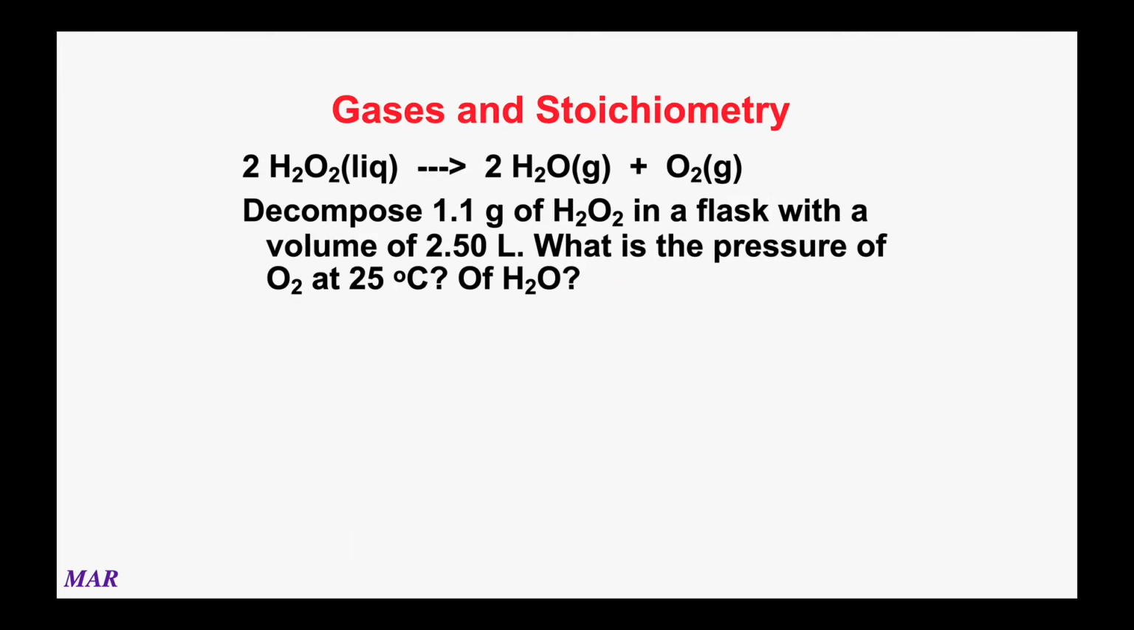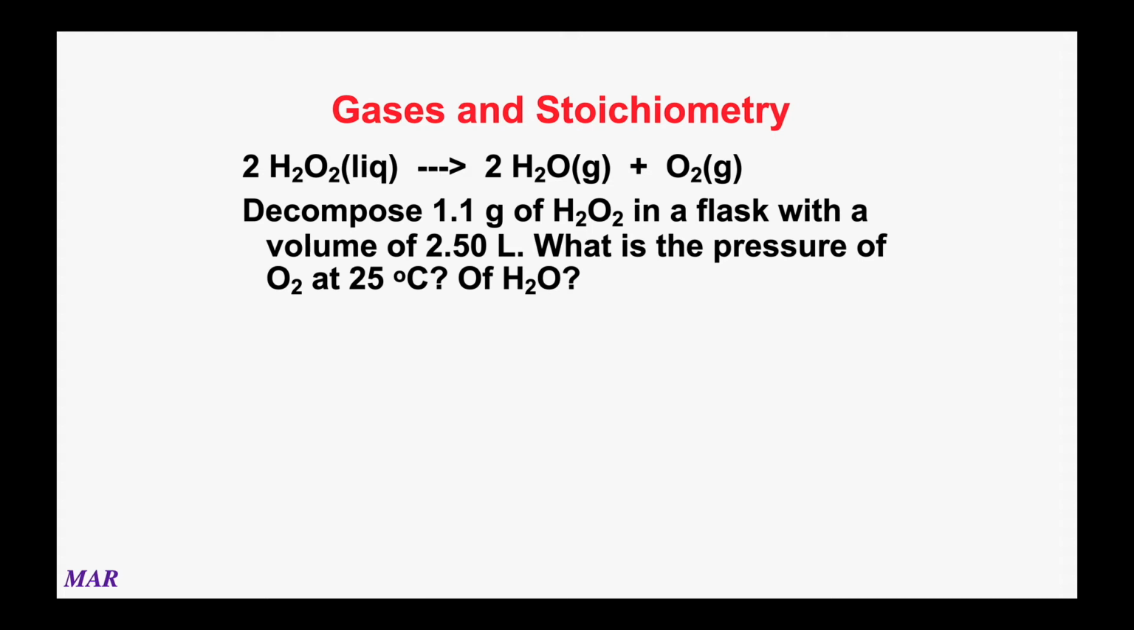Here's another kind of problem you might see. This one involves stoichiometry. Now, stoichiometry is just a way to convert one kind of unit into the other. And this was something we did in Chem 221. So in this problem, we've got some hydrogen peroxide, H2O2. And hydrogen peroxide is a liquid at room temperature. But in this problem, it's being converted into gaseous water and gaseous oxygen.